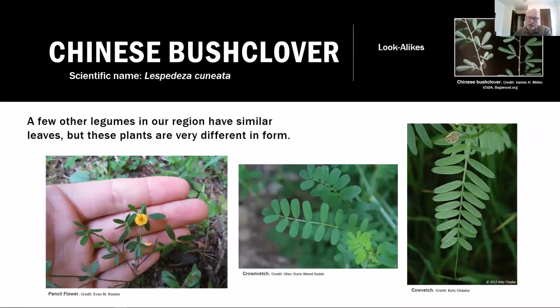So Amy wanted us to do lookalikes. We don't have any real good lookalikes, but we do have some other legumes that have long, narrow leaflets. The one on the left there is obviously a much smaller plant, and so you're not going to confuse that. But the leaves are fairly similar. They're 3-parted. The other two have what we call pinnately compound leaves. The different leaflets are on a central axis instead of being radiated from a common point.